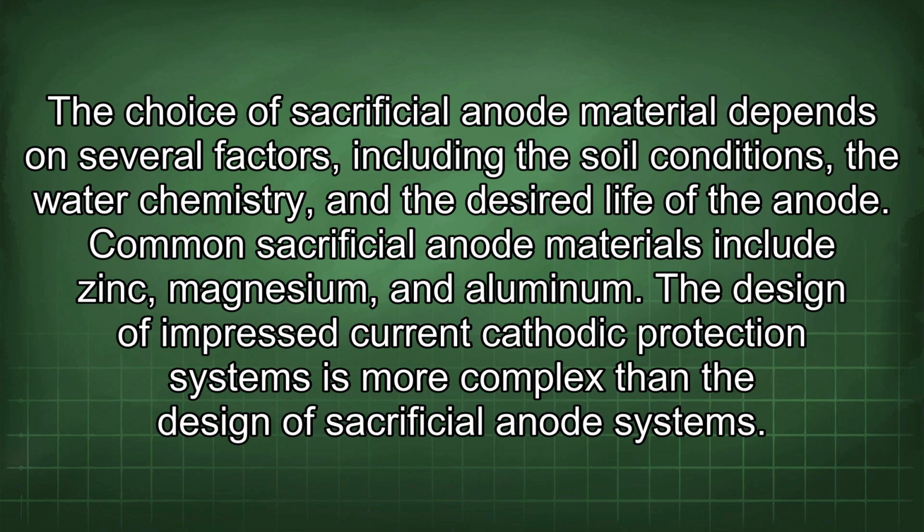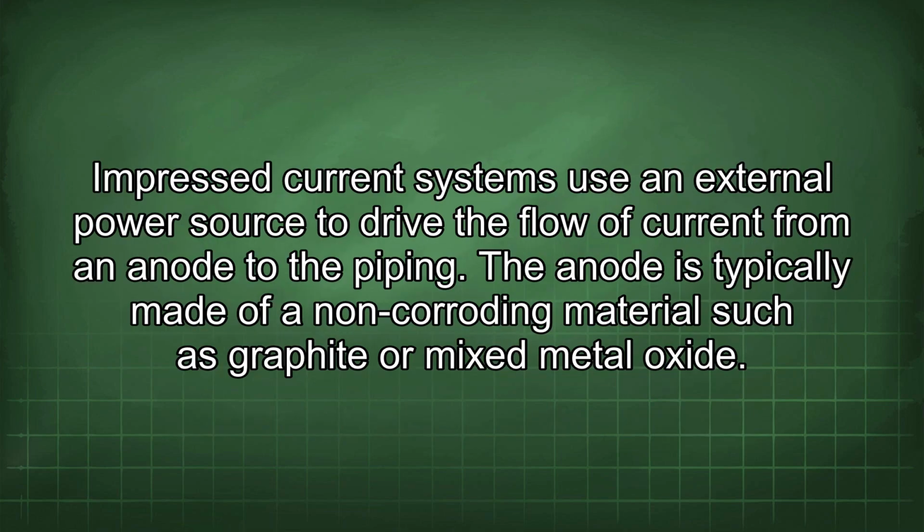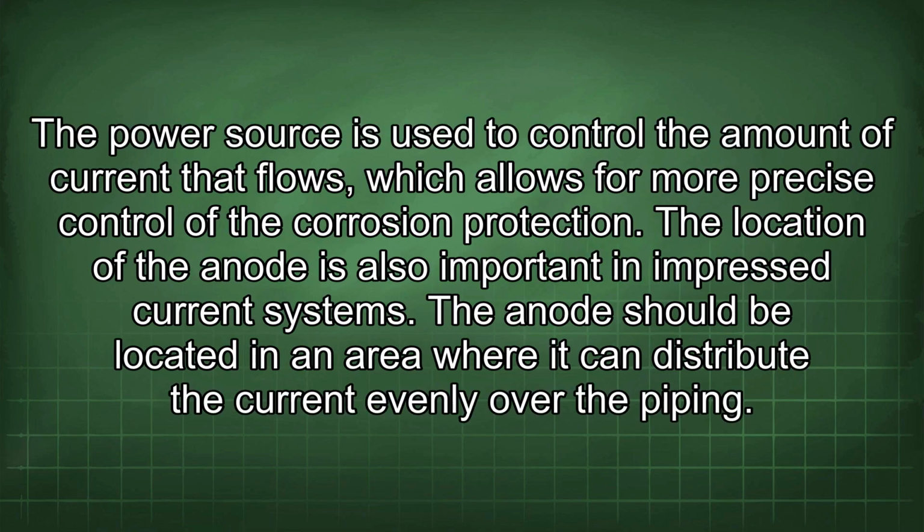The design of impressed current cathodic protection systems is more complex than the design of sacrificial anode systems. Impressed current systems use an external power source to drive the flow of current from an anode to the piping. The anode is typically made of a non-corroding material such as graphite or mixed metal oxide. The power source is used to control the amount of current that flows, which allows for more precise control of the corrosion protection. The location of the anode is also important in impressed current systems. The anode should be located in an area where it can distribute the current evenly over the piping.